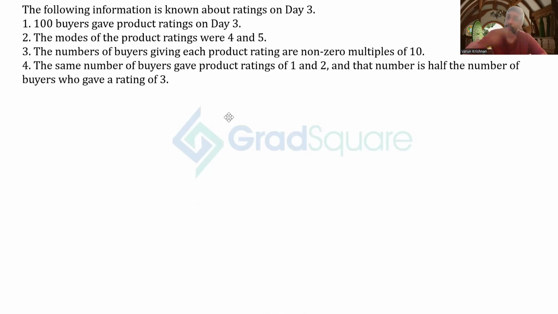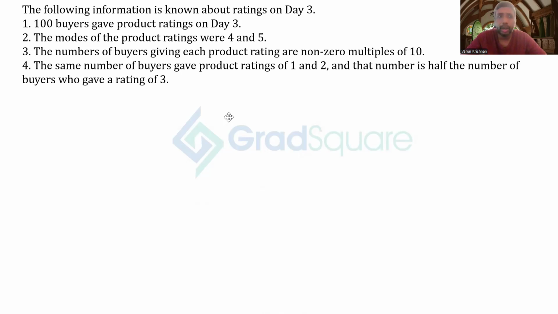So among all the ratings, if I have the number of buyers giving each of the values, then 1, 2, and 3 ratings given by buyers will be lesser than the number of buyers who gave a rating of 4 and the number of buyers who gave a rating of 5. And both of these will be equal to each other. Number of buyers who gave a rating of 4 and number of buyers who gave a rating of 5 will be equal to each other. Third clue says number of buyers giving each product rating are non-zero multiples of 10, which means that the number of people giving each rating can either be 10, 20, 30, 40, or 50.